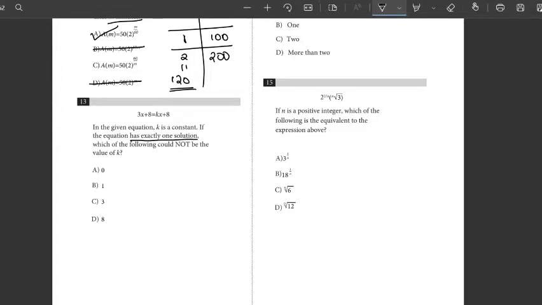K is a constant and the system has exactly one solution. Which of the following could not be the value of K? So let's see. If this is equal and this is equal, then it would have infinitely many solutions. But it's given that it has exactly one solution. So K cannot be 3.